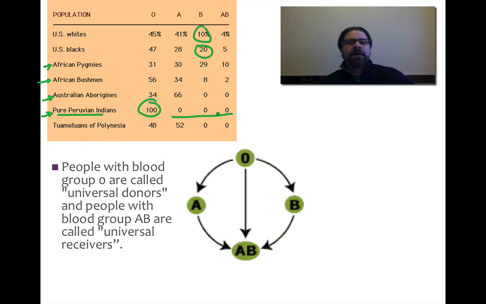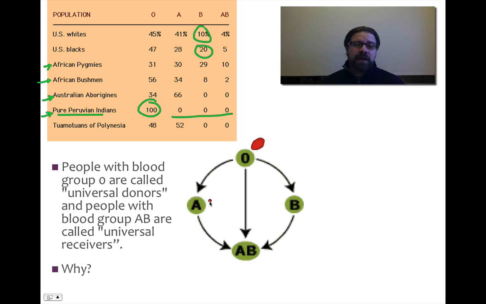Now, if you take a look at my bottom graphic here, you can see that you have a bunch of arrows, and they all seem to be stemming from the O. And if you read the little prompt there, it says people with blood group O are called universal donors, and people with blood group AB are called universal receivers. Why? Well, if you remember what the red blood cell was for an O-blooded individual, it was just a red blood cell with no antigens on its surface that deal with blood type. So what that means is that there's nothing really to react with A-blooded people, B-blooded people, or AB-blooded people.